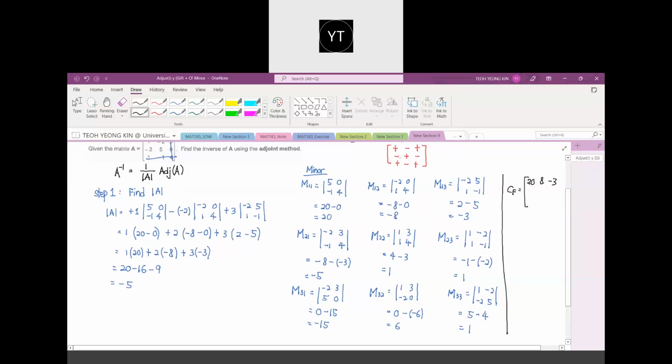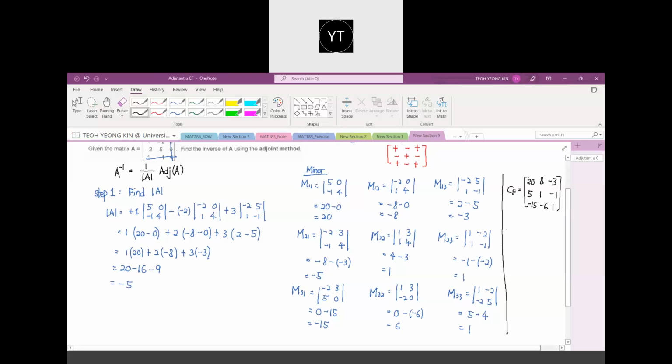Next, here you can see that here is negative, here is negative. When negative meet with negative, it will become positive 5. So positive 1, so is 1. Negative 1, so is negative 1. Positive meet with negative 15 is negative 15. Negative 6, so negative 6. Positive 1, so positive 1. Here is our cofactor matrix.